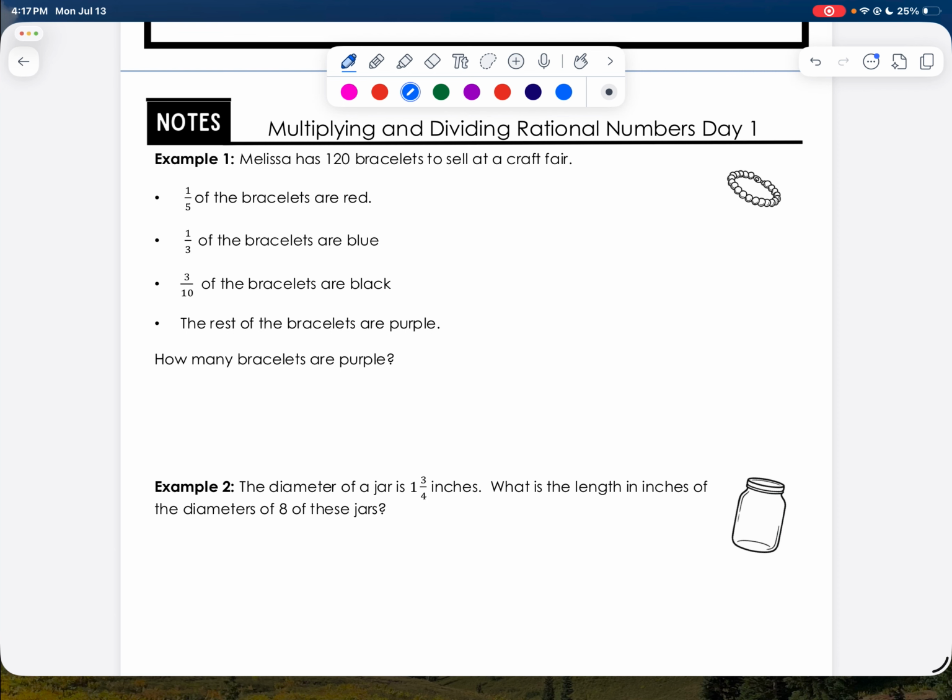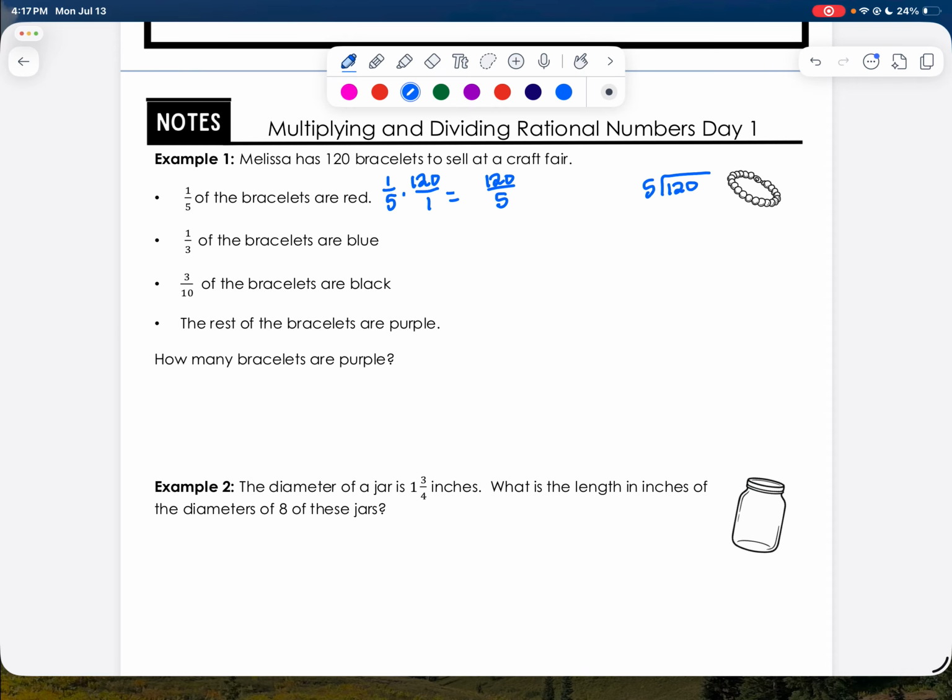So we know 1/5 of the 120 bracelets are red. So I want to multiply 1/5 times 120, and I'm going to write that 120 as a fraction. And so then I'll multiply across the numerator. 1 times 120 is 120. Now I'll multiply across the denominator. 5 times 1 is 5. And then I want to simplify that.